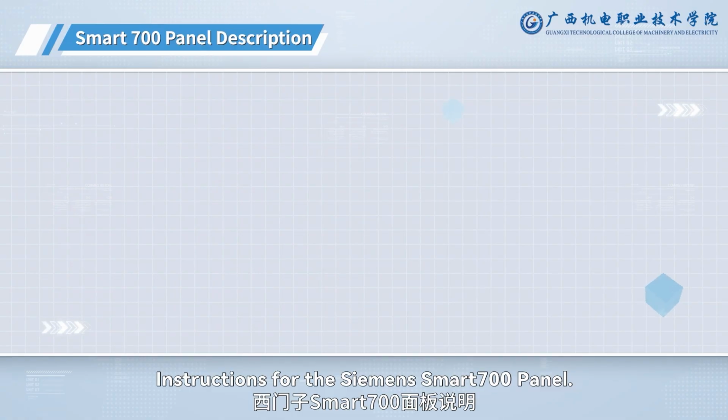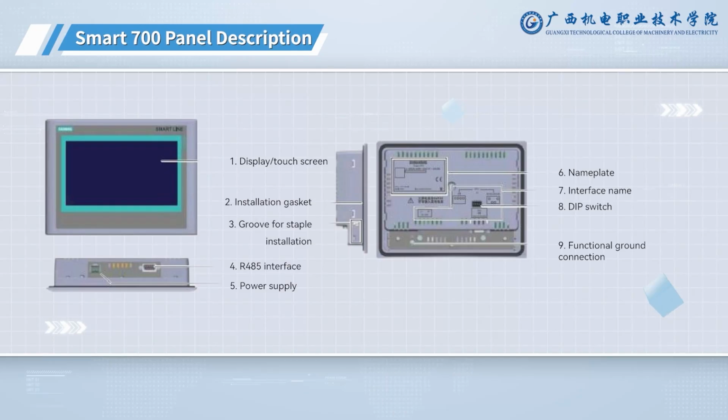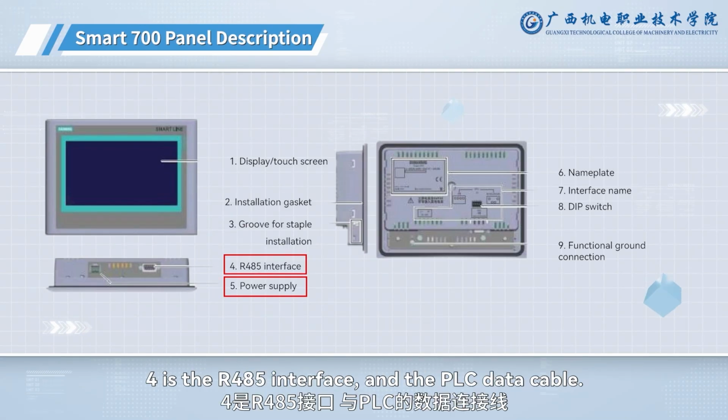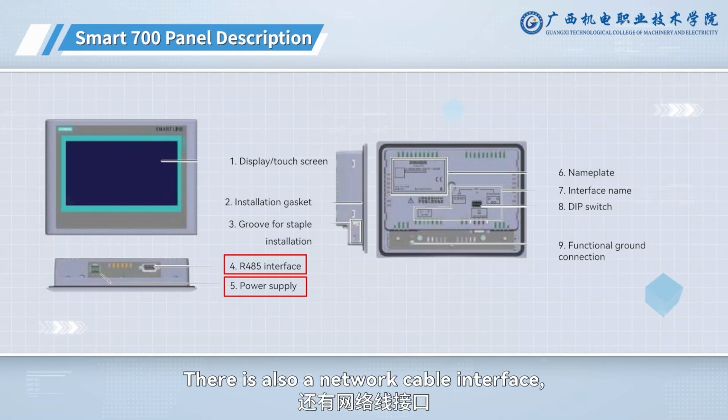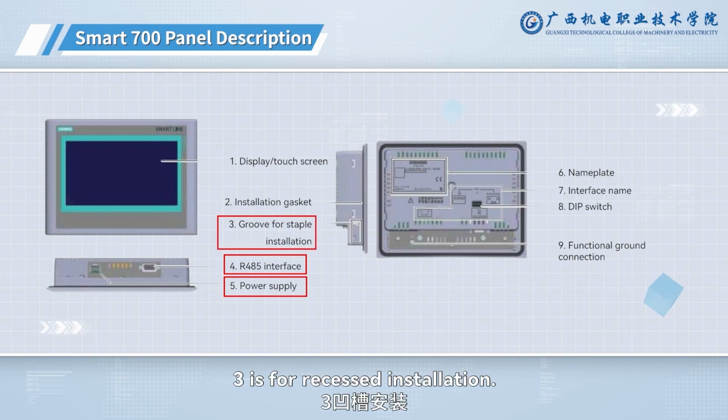Instructions for the Siemens Smart 700 panel. Front, side, and the back. 5 is the power supply. 24 volts, 0-volt grounding wire. 4 is the RS485 interface, and the PLC data cable. There is also a network cable interface, the network port. 3 is for recessed installation.